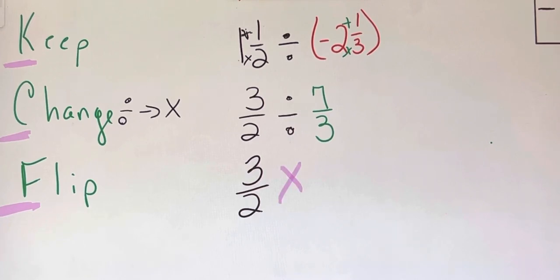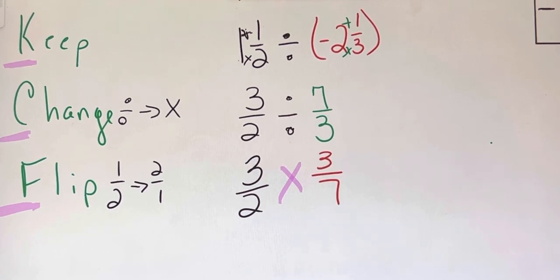And flip, I'm going to take the fraction. So let's say the fraction is 1/2. I'm going to turn it into 2 over 1. I'm going to flip the fraction upside down. So in this case, we're going to change this fraction to 3 over 7 instead of 7 over 3.